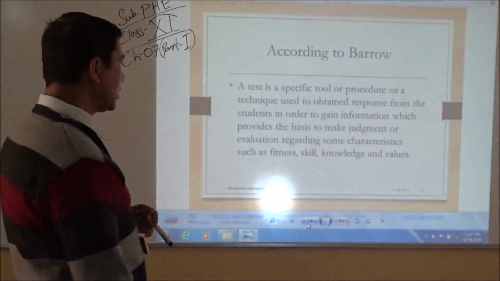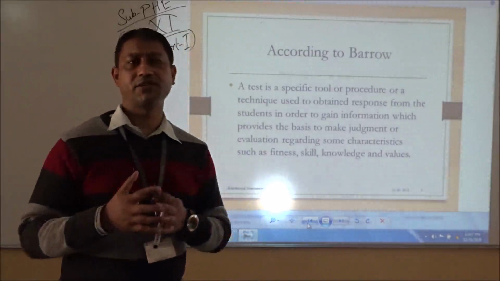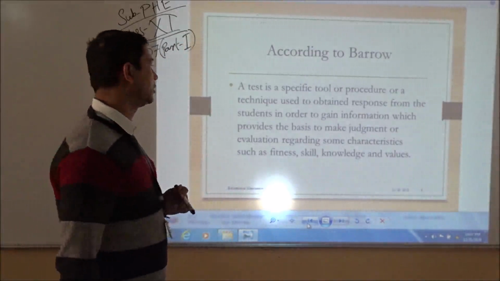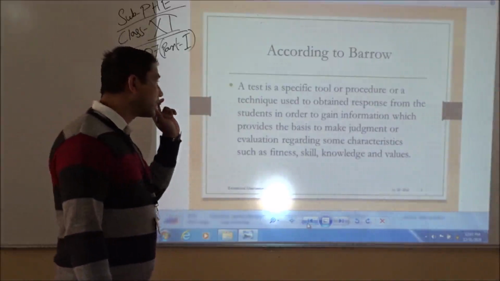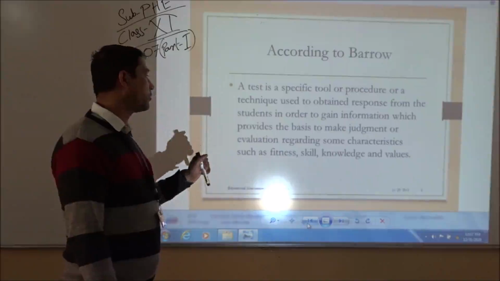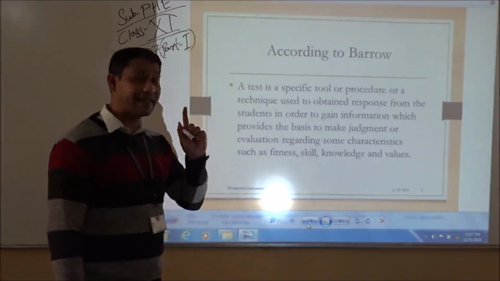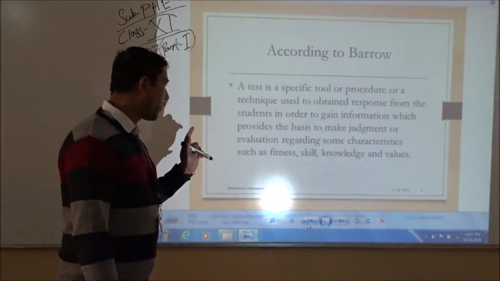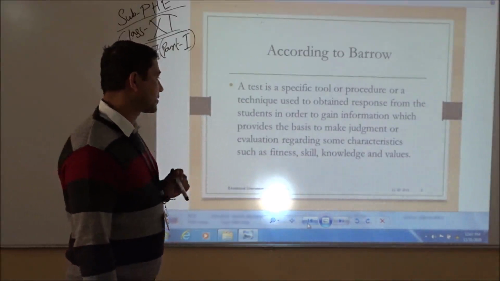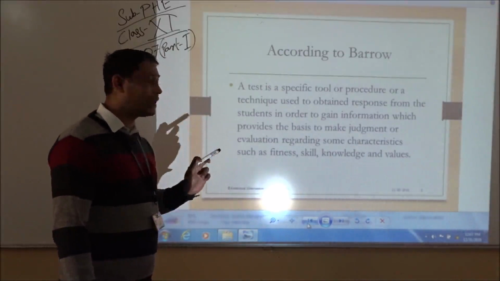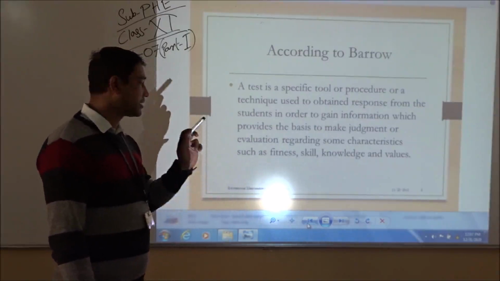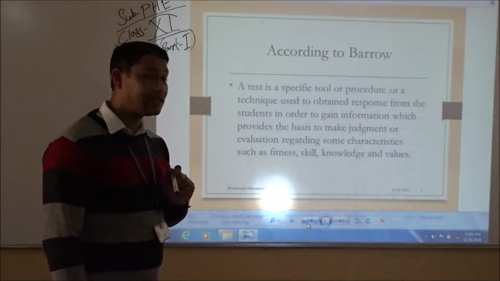Moving ahead students. Now, Barrow was a famous researcher. So according to Barrow, a test is a specific tool or a procedure or a technique used to obtain responses from students in order to gain information which provides the basis to make judgment or evaluation regarding some characteristics such as fitness, skills, knowledge and values.